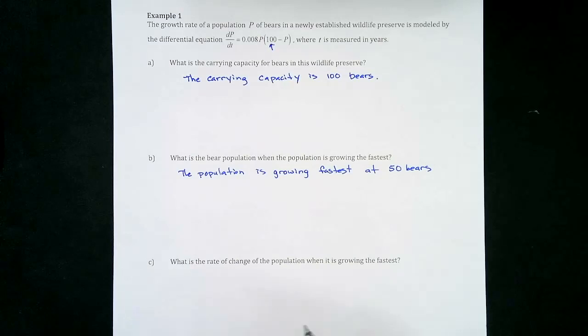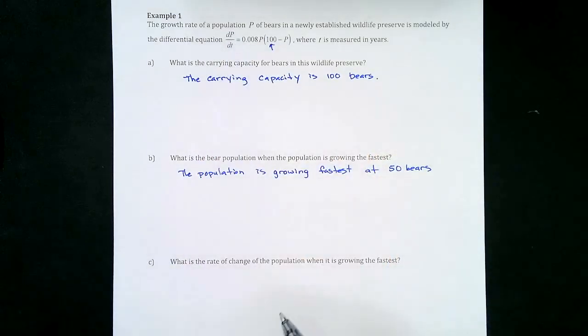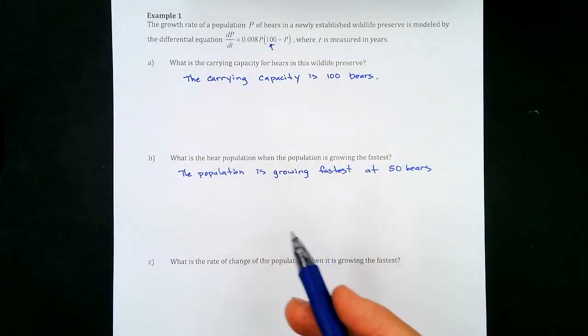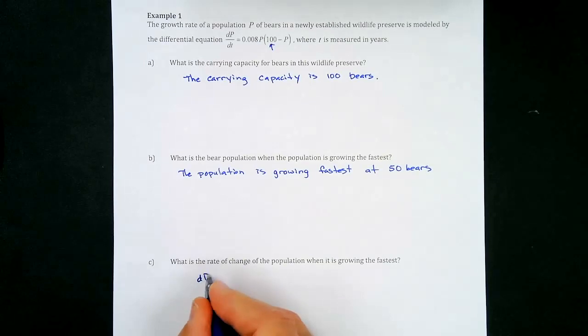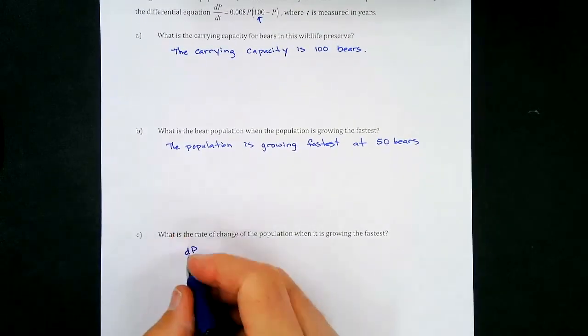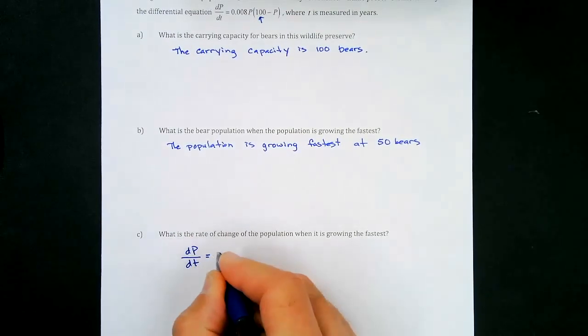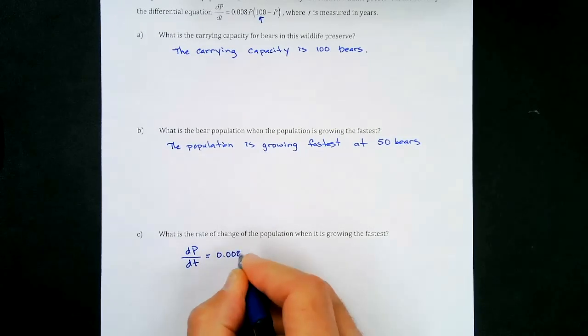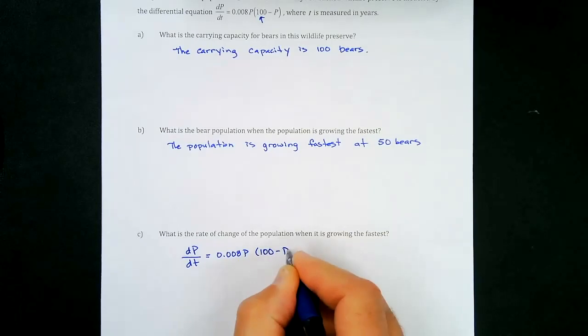And then how is it changing? What is the rate of change of the population when it is growing the fastest? Well, dP over dt is all determined by the population. How much it's changing is determined by what the population size is. So for this, we know that dP over dt is equal to 0.008P times 100 minus P.